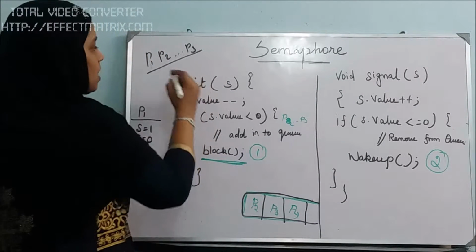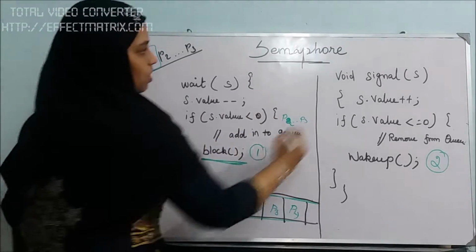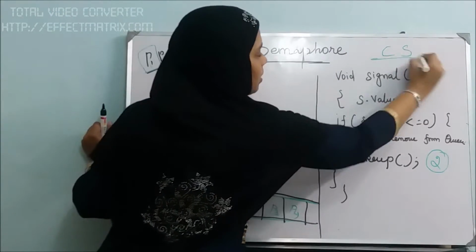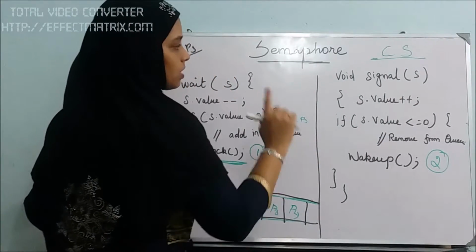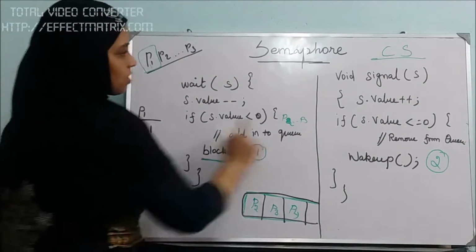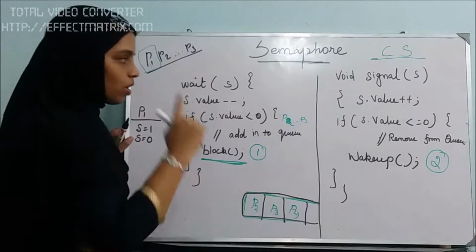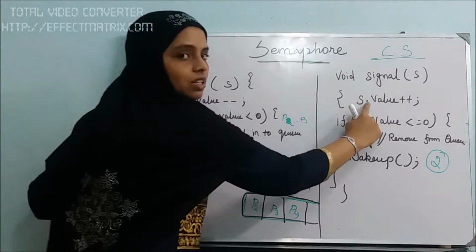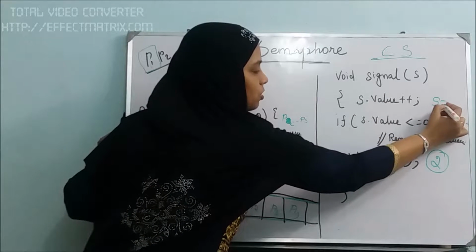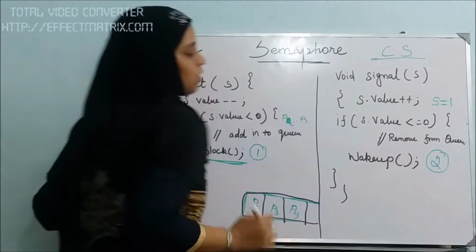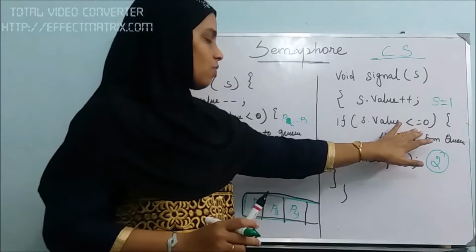For example, process P1 is executed, assigned and executed in the critical section. After completion of the critical section, it goes to execute the signal operation. Signal operation means the S value is now 0, so it gives a chance to another process. For that reason, the S dot value is incremented, S dot value plus plus, so automatically this value changes into 1. Now check whether this value is less than or equal to 0 for any other process.